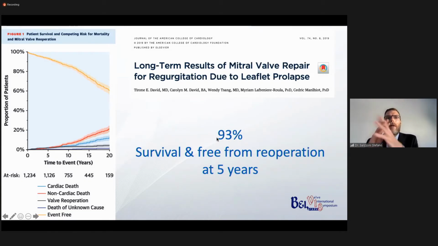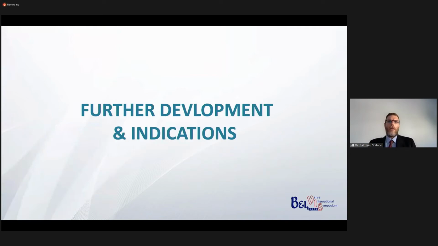So we are not superimposable, but for sure the population is different. Here we have all patients, especially young patients, while in the Neochord experience, especially at the beginning, they were all high-risk patients. So this is what we have as of today.